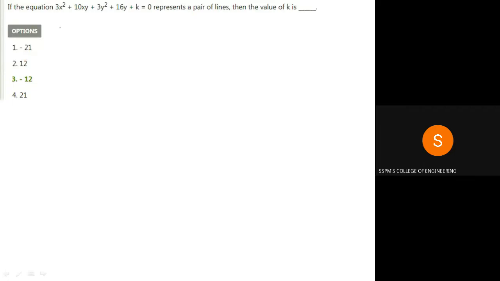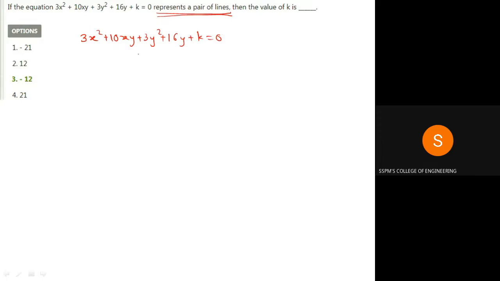See, what is given? If the equation 3x square plus 10xy plus 3y square plus 16y plus k is equal to 0 represents a pair of lines. See, this is the important part. This equation represents a pair of lines. So we have already seen what you can write when an equation represents a pair of lines. So what is the equation here? 3x square plus 10xy plus 3y square plus 16y plus k is equal to 0. So this was the equation given.